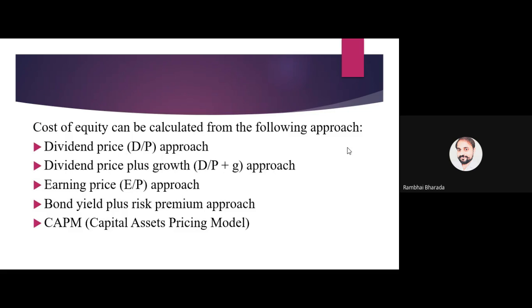Now there are 5 different methods which help us to decide the cost of equity capital. Now write down the first one, cost of equity capital, first method. Main title होगा cost of equity capital. The first method, dividend price approach method. Done title? Okay. Moving ahead.